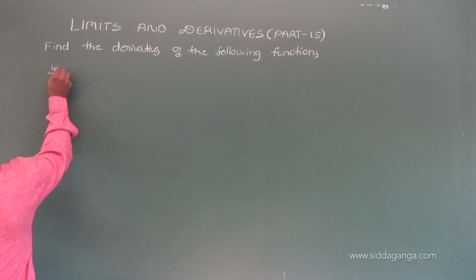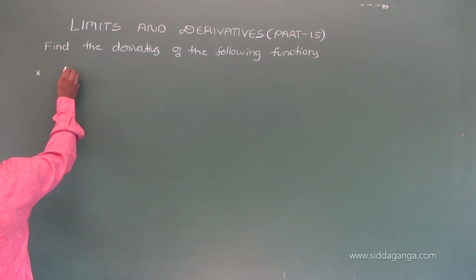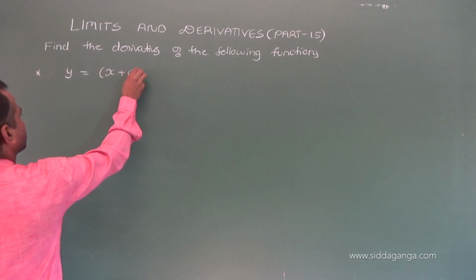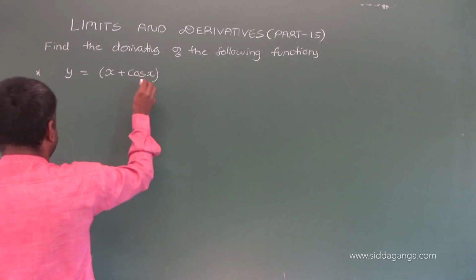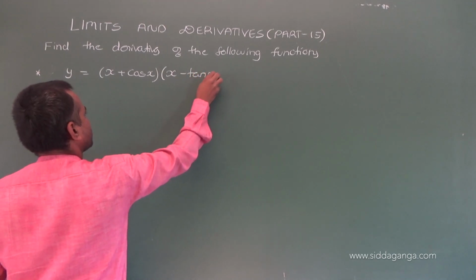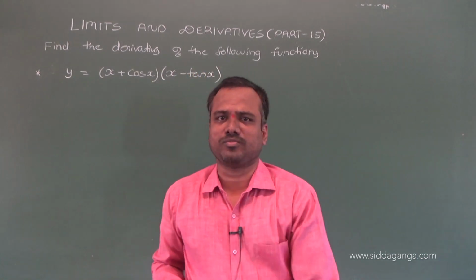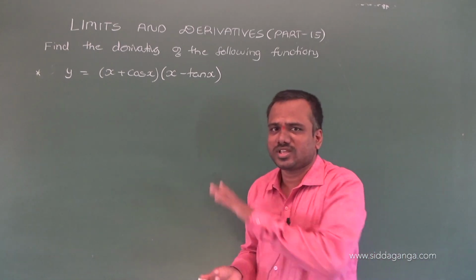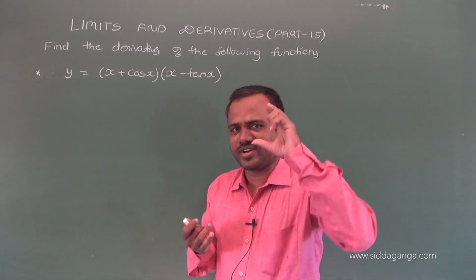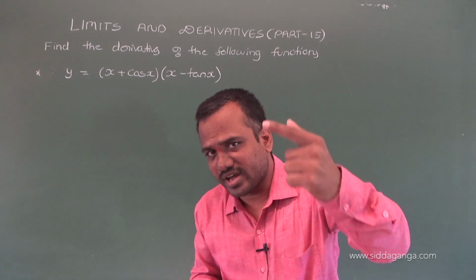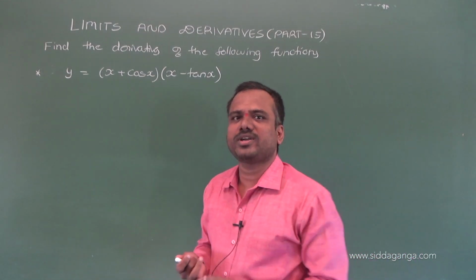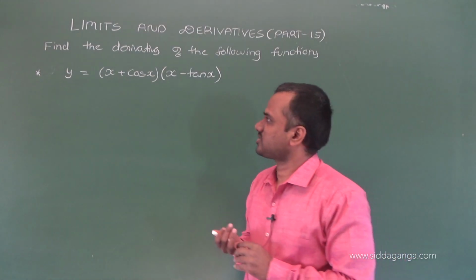y is equal to (x plus cos x) into (x minus tan x). Observe the problem, x plus cos x. In the last class I wrote f of x, today I wrote y, no problem. If I write f of x, the derivative is f dash of x. If I write y, the derivative is dy by dx. That is the only difference.